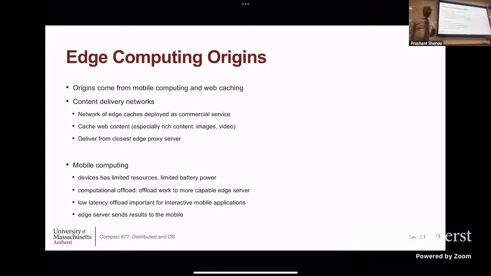A little bit of history before we start talking about details. This whole area actually arose from two different domains. There were two things happening in the late 90s, early 2000s, both of which gave rise to what is called edge computing today. The first is content delivery networks, and the second is mobile computing. Let me give you a little history about both, then we'll talk about the details.